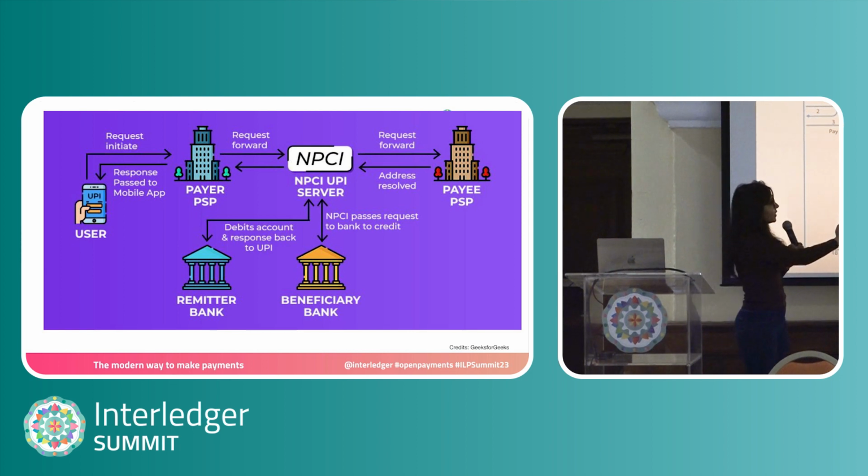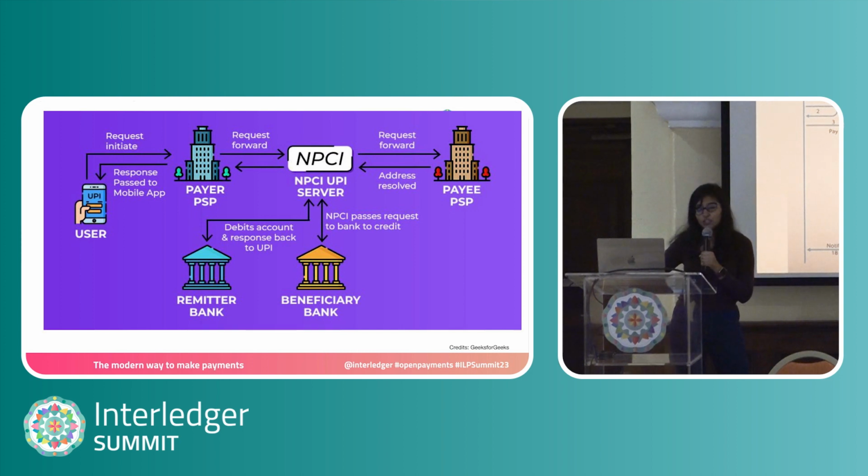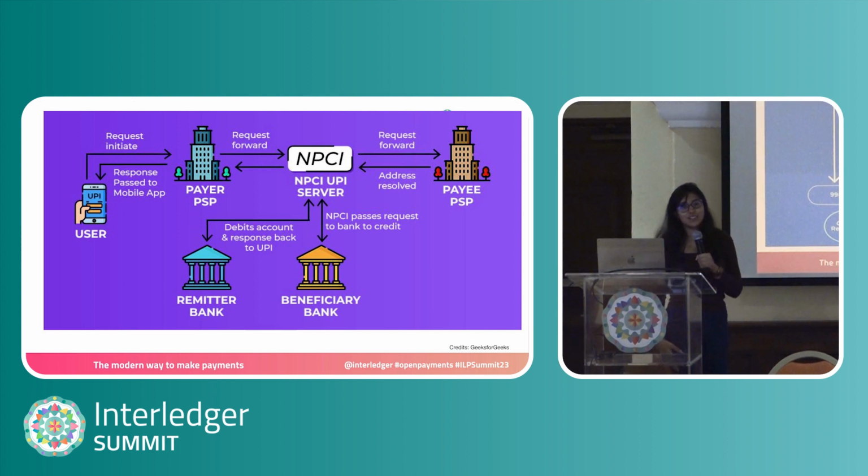All that is orchestrated by NPCI, and this is unlike the traditional bank systems, because this is done just with an app, and you don't have to stand in lines or interact with the traditional systems that banks have. Now let's take a deeper look at the architecture of UPI and how it works.